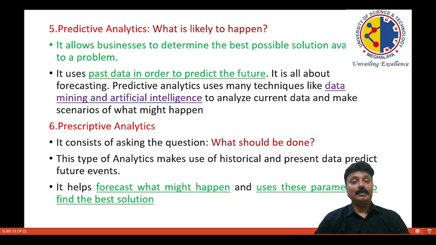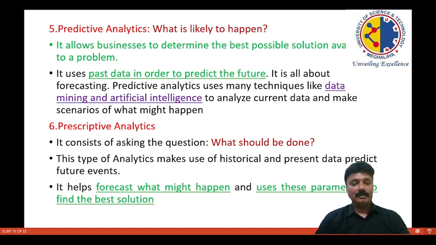Then the predictive analytics. What is likely to happen? So that is the question which we need to answer. It allows businesses to determine the best possible solution available to the problem. And also it uses the past data in order to predict the future. Data mining and artificial intelligence are used to analyze current data and make scenarios of what might happen in future.